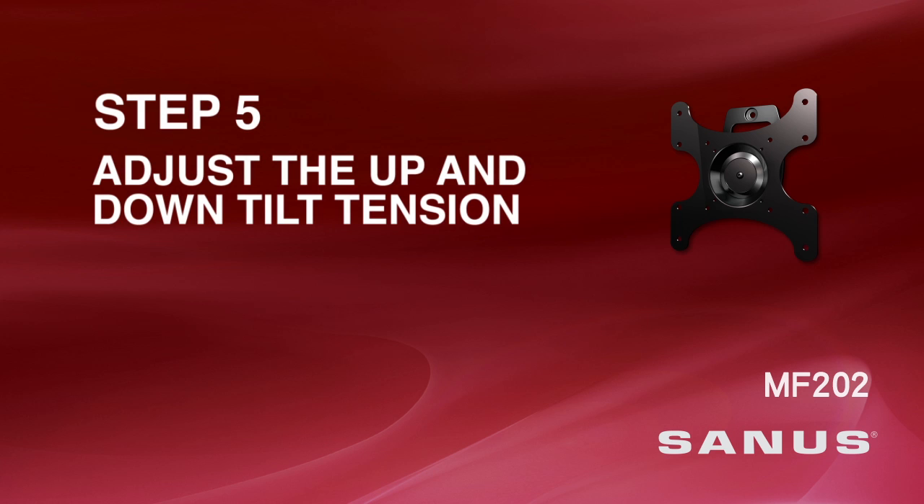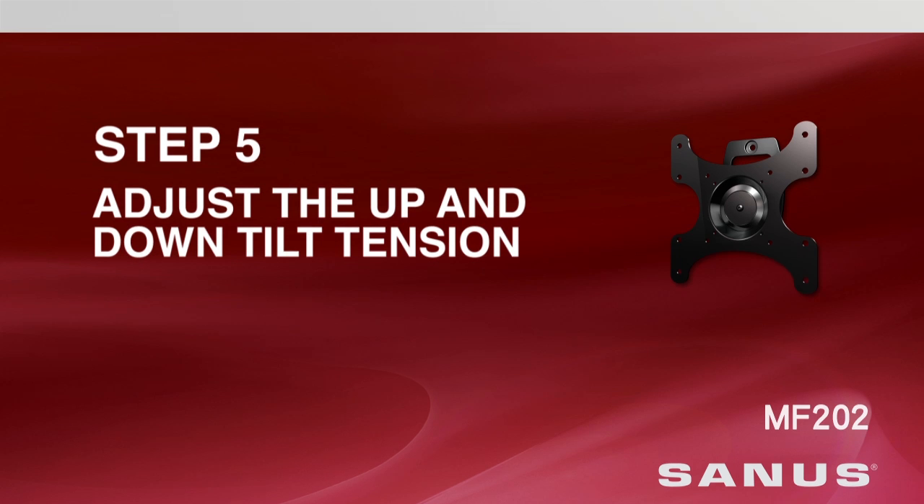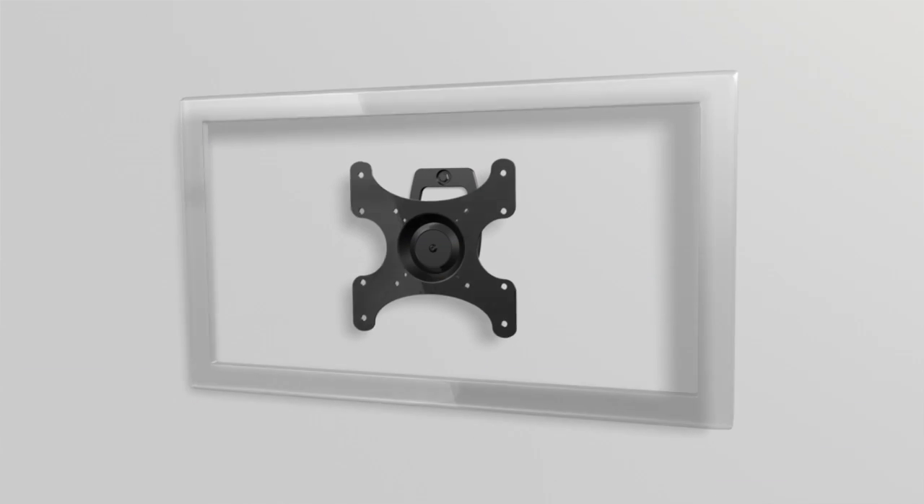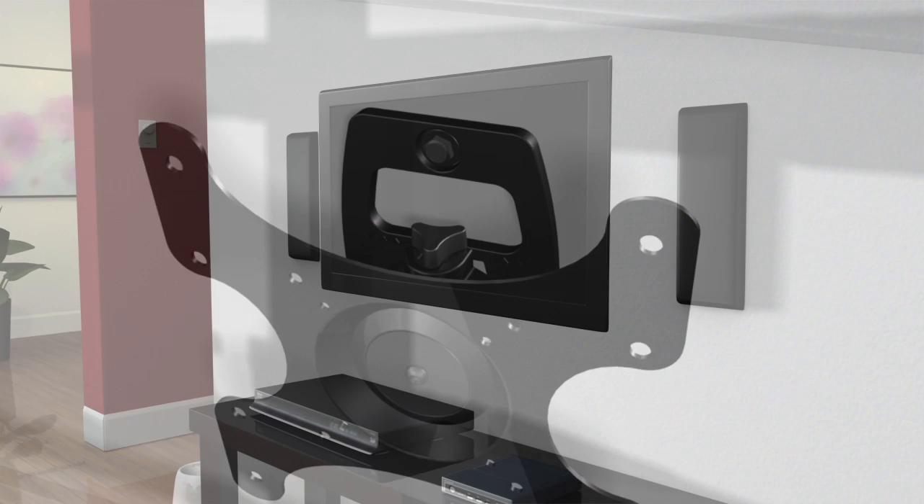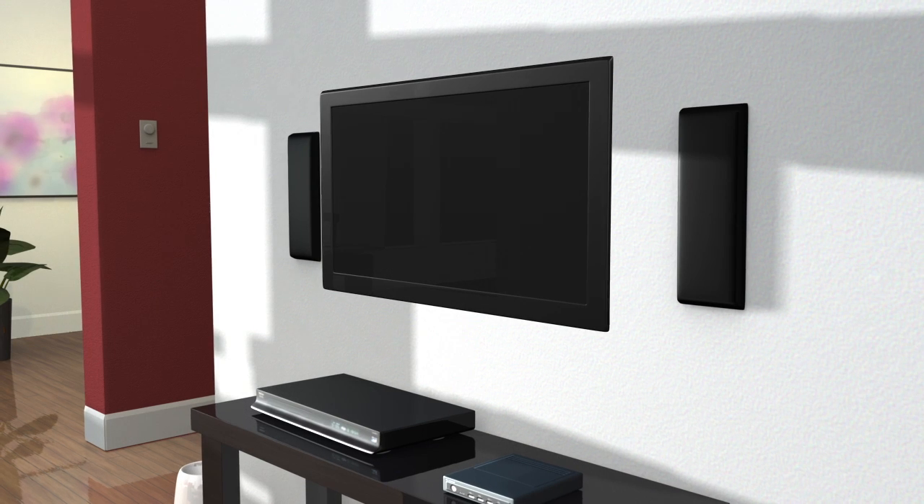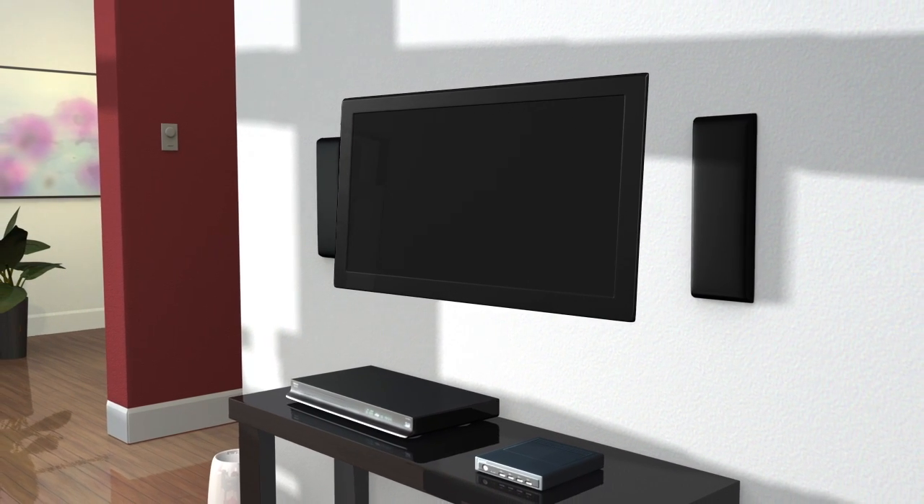Step 5. Adjust the up and down tilt tension. To adjust the up and down tilt tension, tighten or loosen the knob on the TV bracket until you reach your desired tension. You are now ready to enjoy your newly mounted flat panel television.